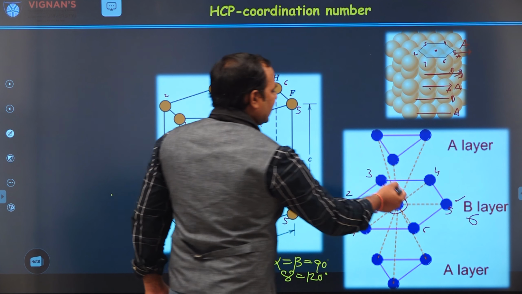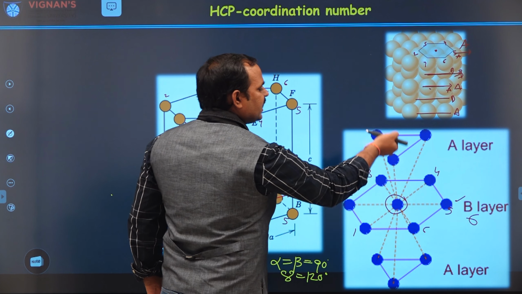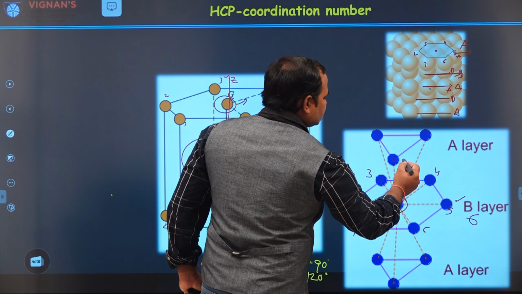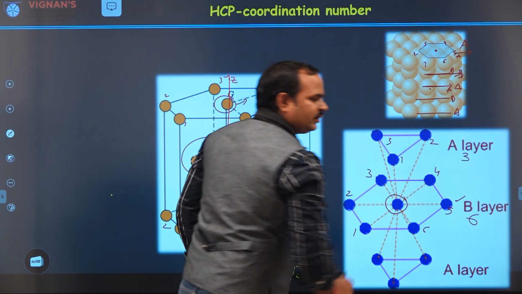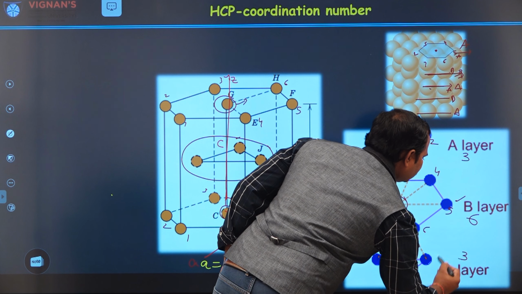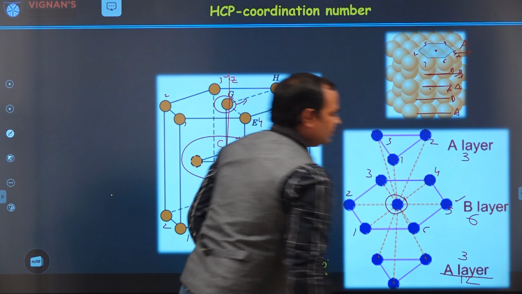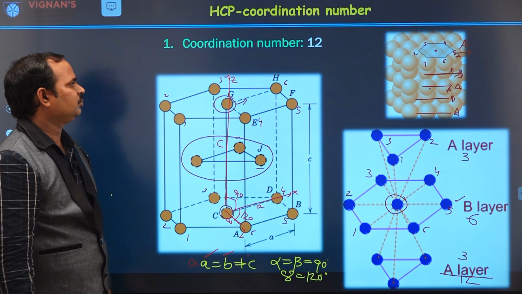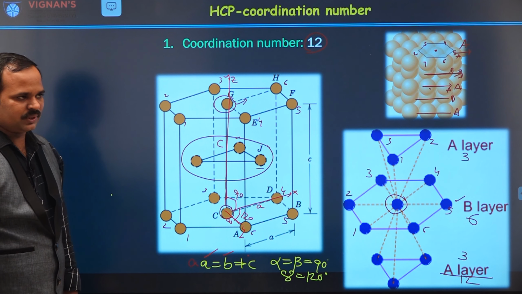In the top layer, again they are in contact with each other, so the distance between two atoms in the layer between A and B is also a. Here also 1, 2, 3, so there are 3 atoms. Similarly, in the bottom side there are 3 more atoms. So in total 6 plus 3 plus 3, 12. That means the coordination number for hexagonal close packed structure is 12.